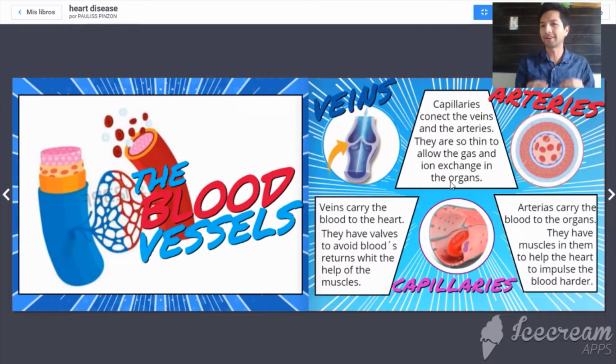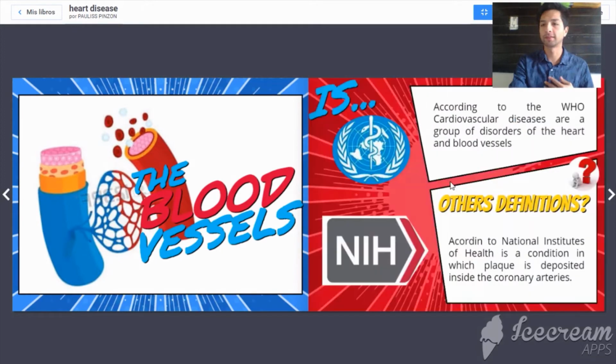The capillaries are very tiny vessels that allow the gas and ion exchange inside the organs. They are connected to the arteries, the blood vessels that connect the heart with the organs and help the heart to give this blood to the organs. They help with the strength because they have muscle inside them. And that's all. So next is you, Paula, talking about heart disease.